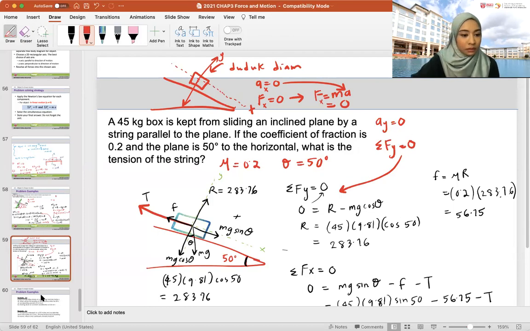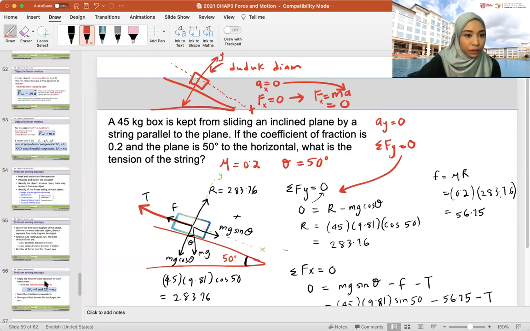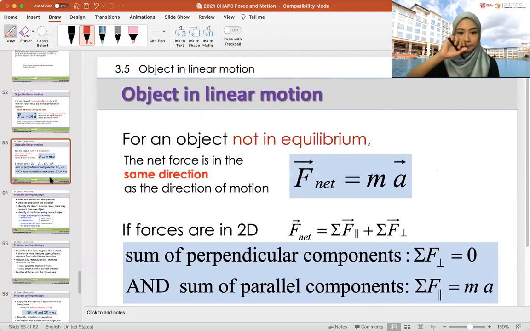Okay. So next, we will go for object in linear motion, for an object not in equilibrium.